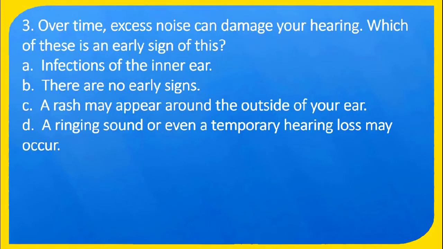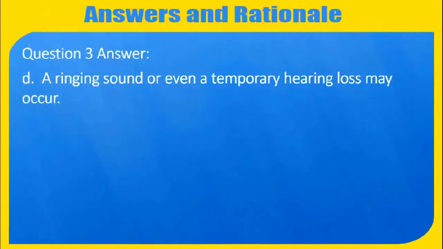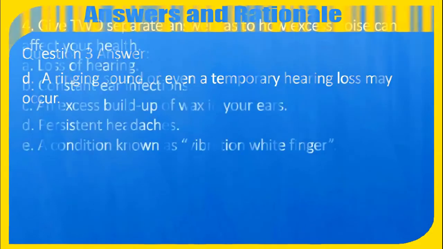Question 3. Over time, excess noise can damage your hearing. Which of these is an early sign of this? A. Infections of the inner ear. B. There are no early signs. C. A rash may appear around the outside of your ear. D. A ringing sound or even a temporary hearing loss may occur. Question 3. Answer. D. A ringing sound or even a temporary hearing loss may occur.